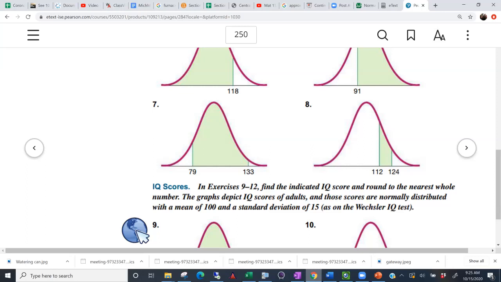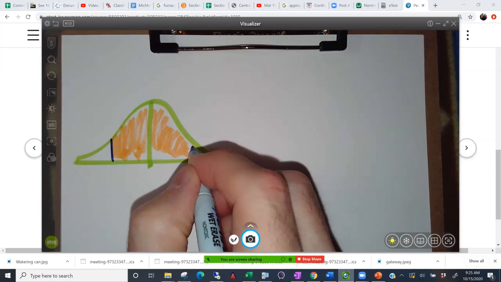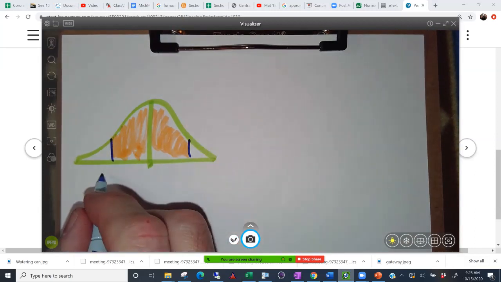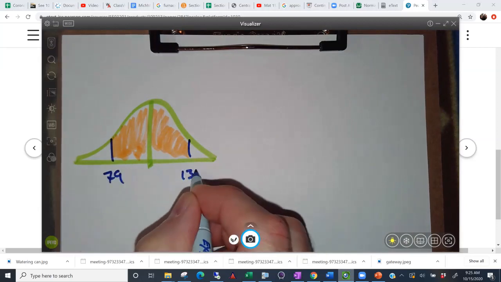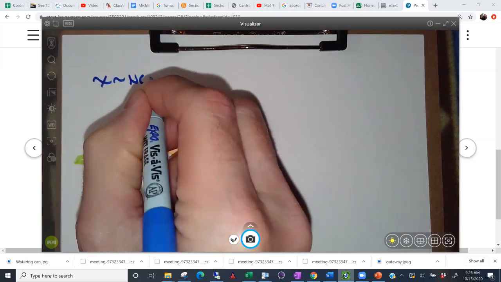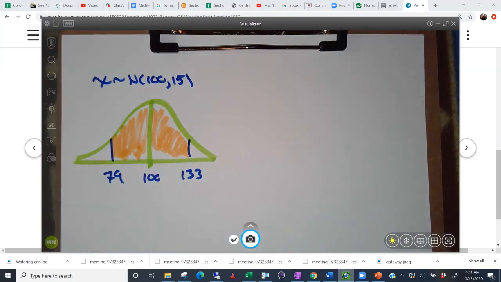So here we go like this. And what was it, 79 and 131? Are those the numbers? Yes. No, 133. 133, thank you. And we've got X here, which is distributed normally with a mean of 100 and a standard deviation of 15. That puts the 100 there. So, wow, how are we gonna do this one? Because now we got areas on both ends that we don't want to trim off. How are we gonna find this probability?